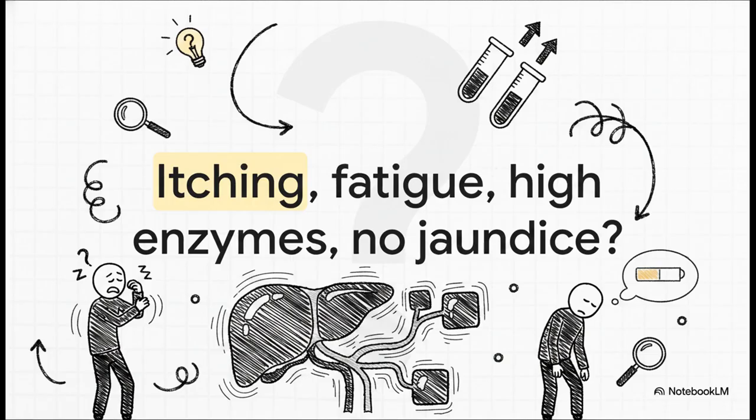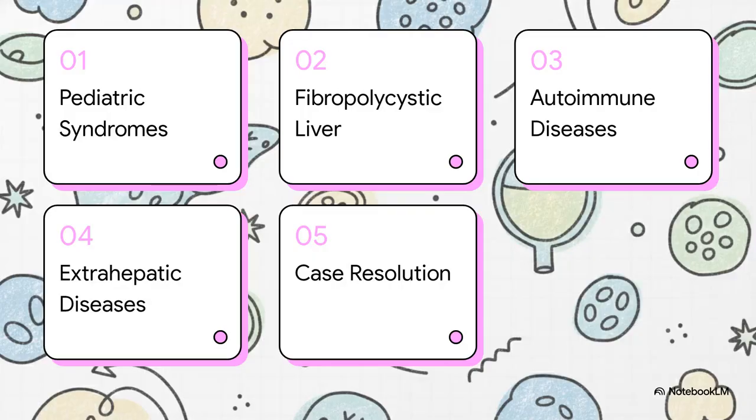I want you to keep Stella's profile in the back of your mind as we go through this. What's causing this? Is it an infection, a structural block, maybe an autoimmune attack? We'll solve this mystery by the end. So to map out this entire biliary landscape and figure out what's happening to Stella, here is our quick agenda. First, pediatric cholestatic syndromes, then fibropolycystic liver diseases, followed by autoimmune biliary diseases, extrahepatic biliary tree diseases, and we'll wrap it up with our case resolution.